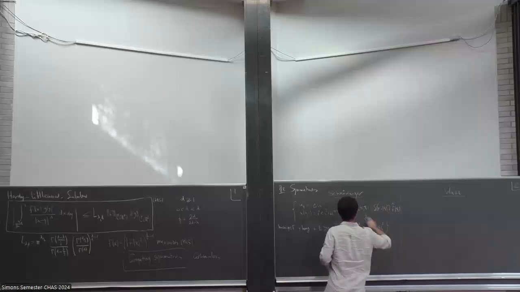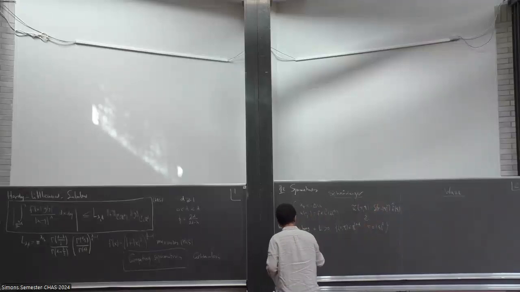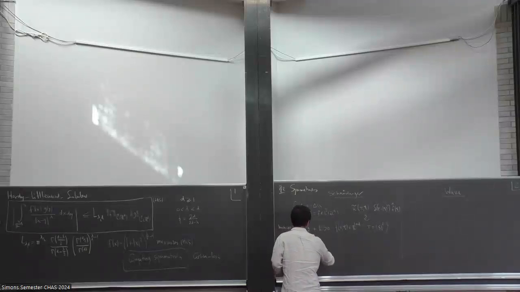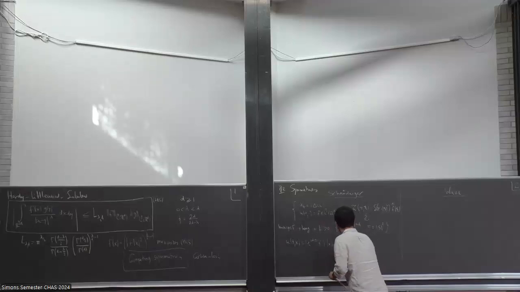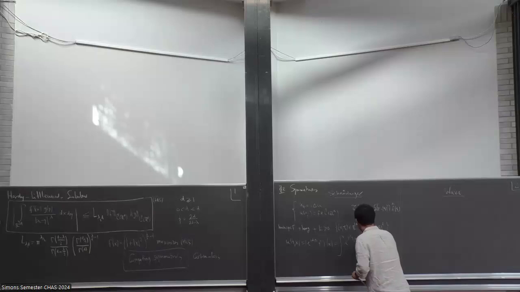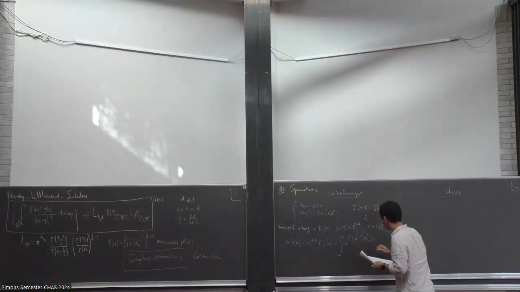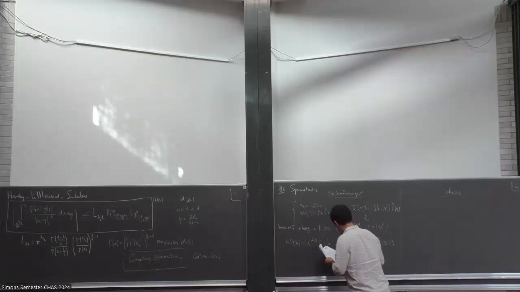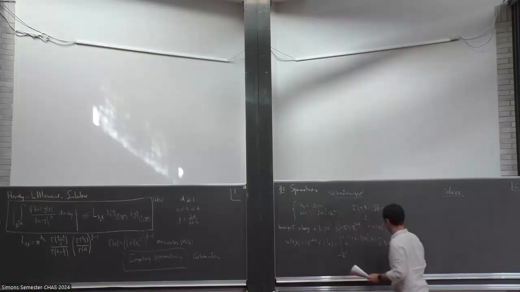Okay, so once we have this formula, we can do Fourier inversion. And so u(t,x) is given by the integral over R^d of e^(i(t|xi|^2 + x·xi)) times u_0 hat of xi, d xi. Again, the Fourier transform is on the right.